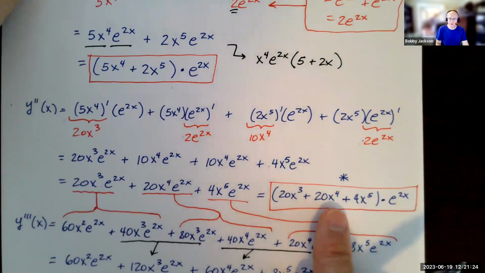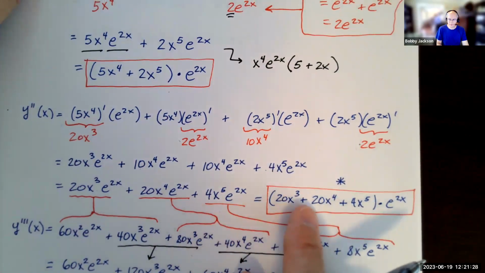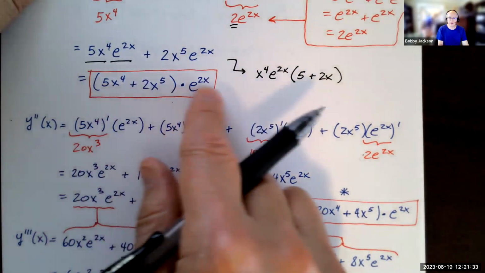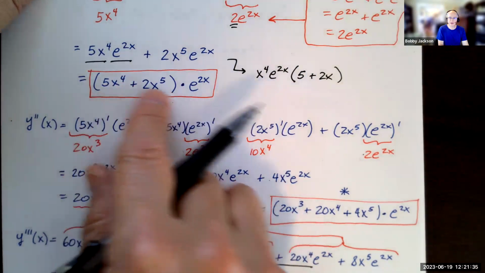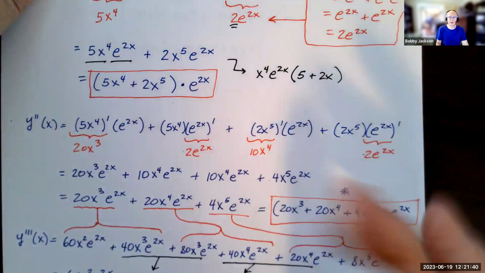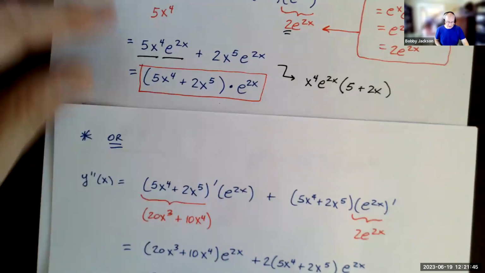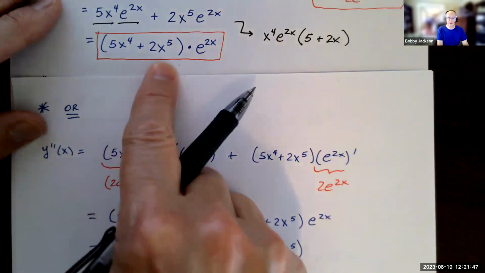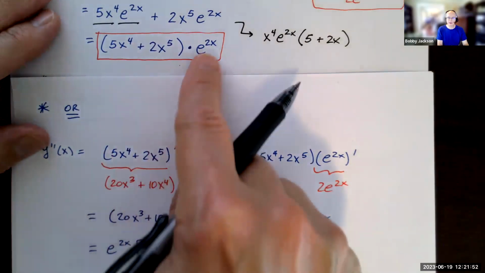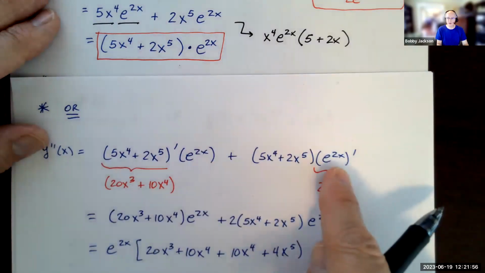Just put an asterisk on this one real quick. The way I went through this is fine. You could have also found this derivative by taking the derivative of this in the box here, where you just use a product rule, take the derivative of this times e to the 2x, and then derivative of e to the 2x times this, and then expand. I did that right here, right? If we have that 5x to the fourth plus 2x to the fifth, if I take the derivative of that times e to the 2x plus all that in parentheses times the derivative of 2x. So I could do it that way.